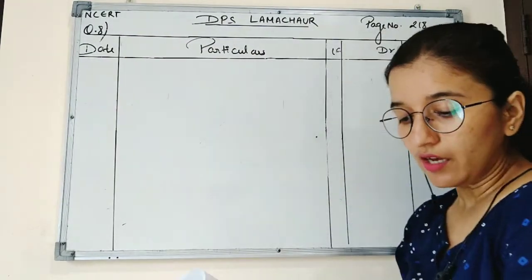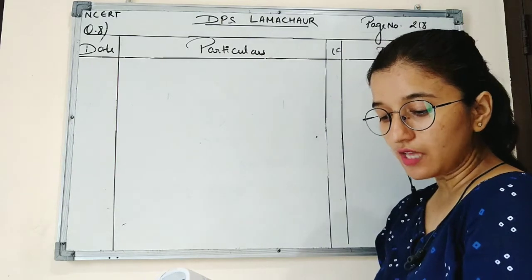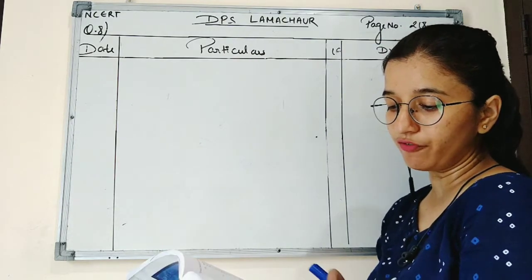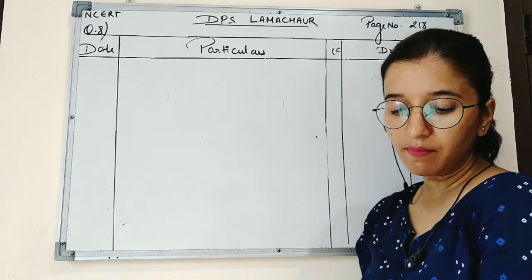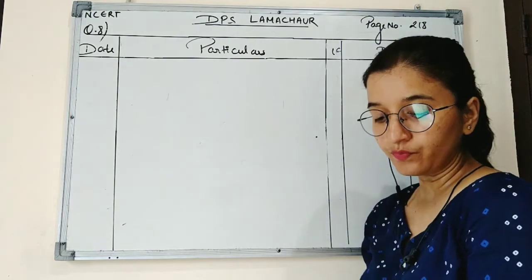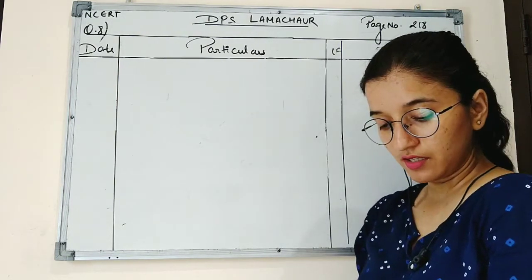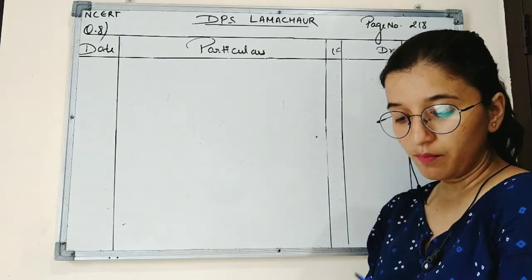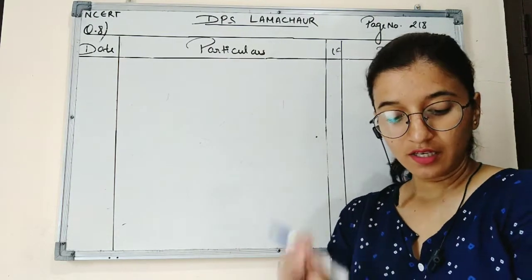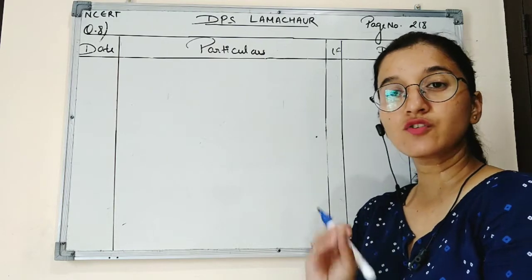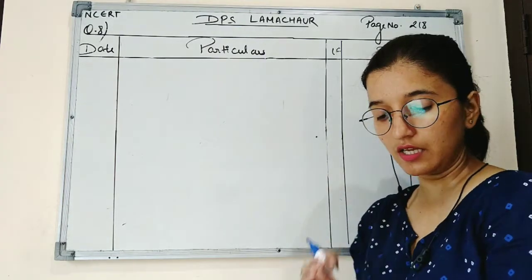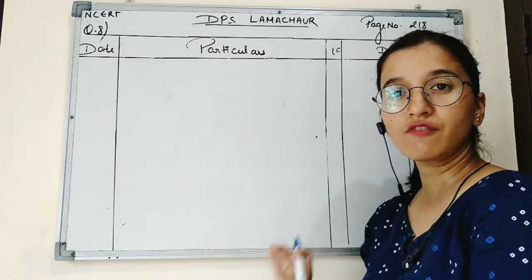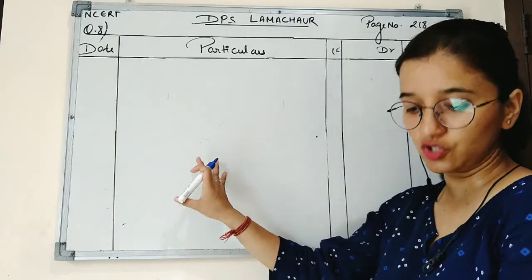Question says, rectify the following errors and ascertain the amount of difference in trial balance by preparing suspense account. So the first transaction is credit sales to Mohan 7,000 were not posted. So here the error is that the transaction of sales to Mohan has not been posted in the journal. Now to rectify this entry, we will post this journal entry.